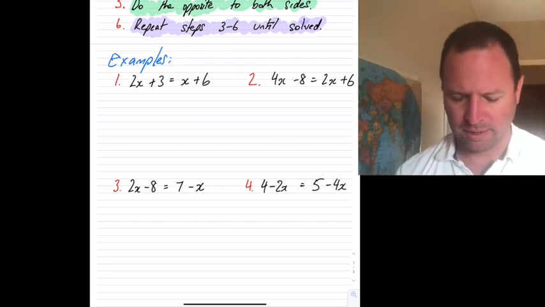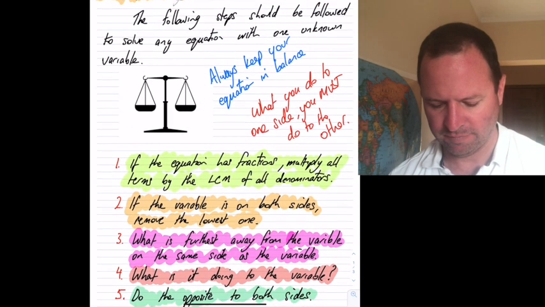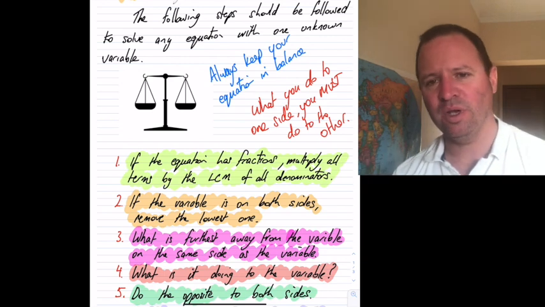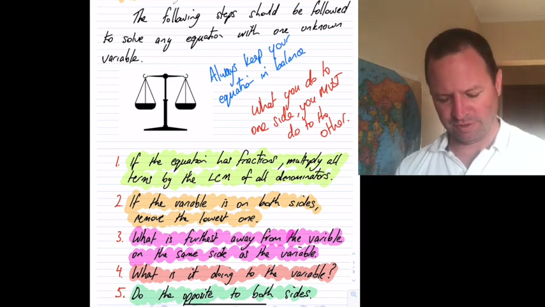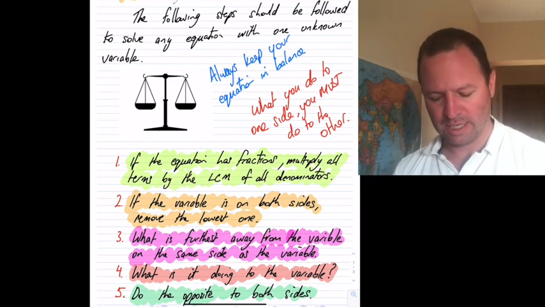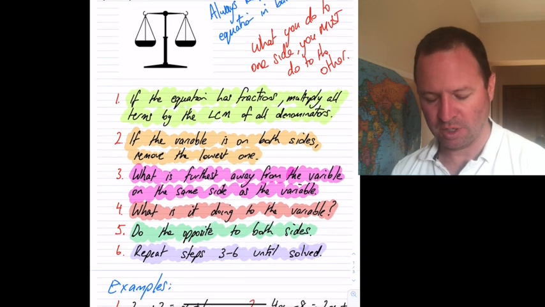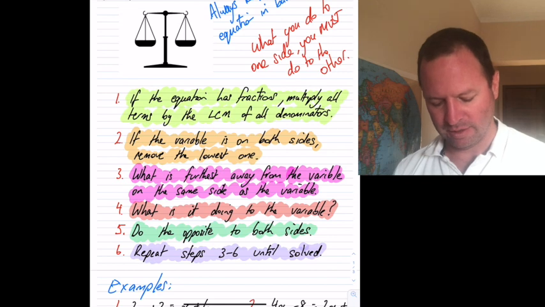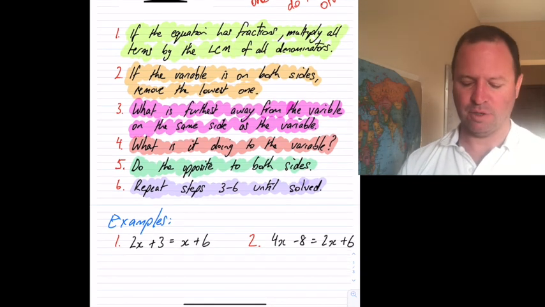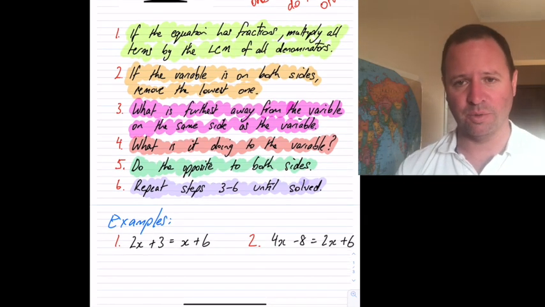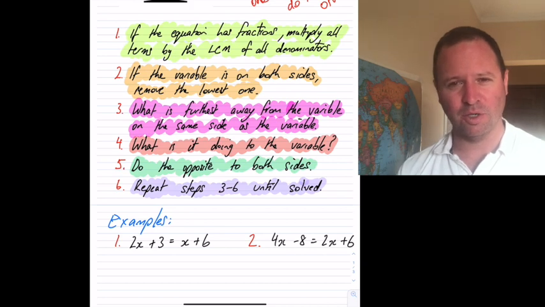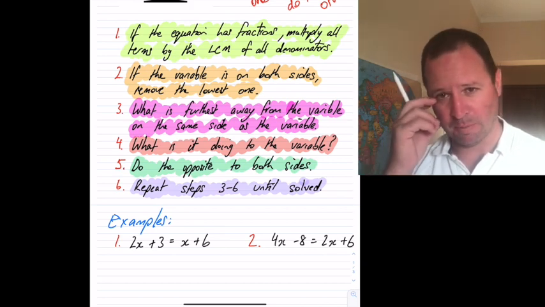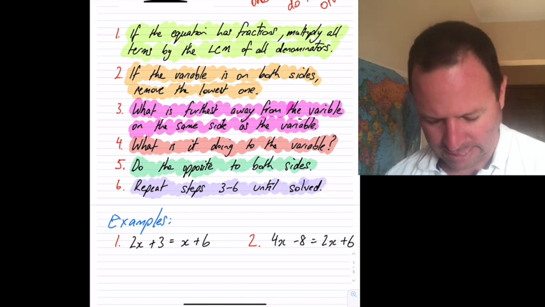Okay, welcome back to the second part of solving equations. This time we're introducing that step 2. I've still got all those same steps, so you don't need to necessarily copy those down, but you need to be refreshing them. This time we're starting with this: if there's a variable on both sides, we need to remove the lowest one. That terminology will be very crucial in a moment.